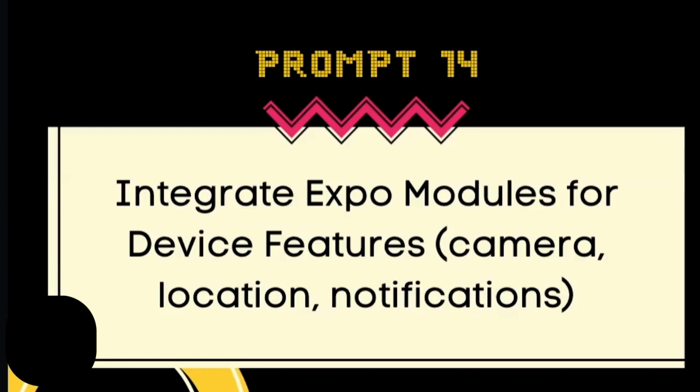For example, if you're building an app that needs to access a person's camera, you want to make sure that this module is already installed. Otherwise, you would have to do it towards the end of development. It could create problems or conflicts.